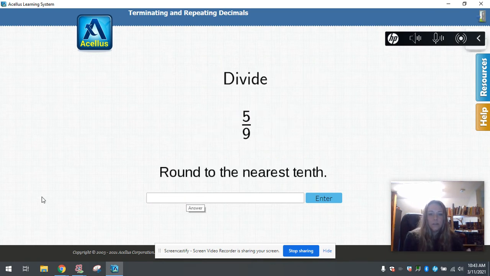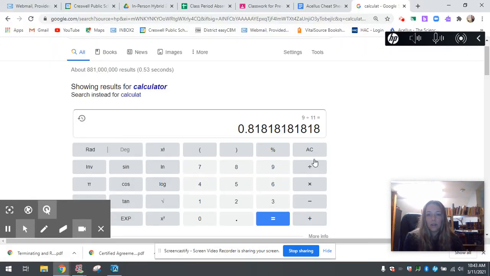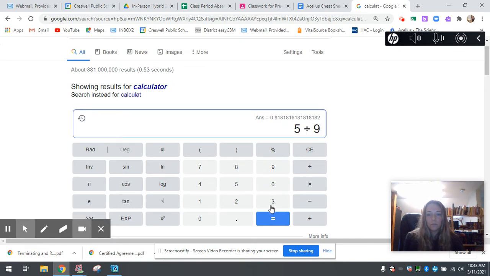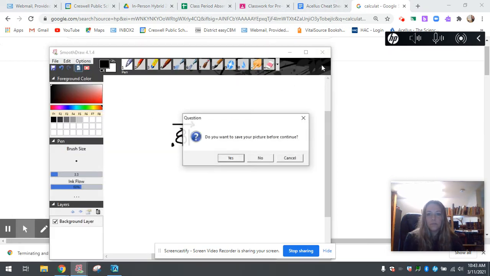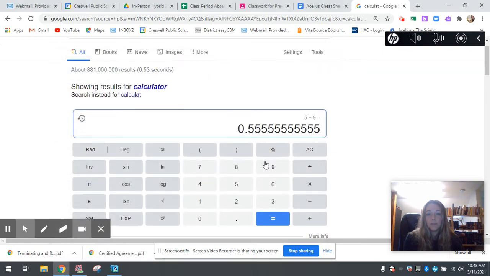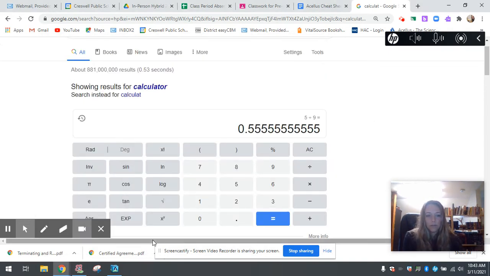All right. 5 divided by 9, it says round to the nearest tenth. So let's plug 5 divided by 9 in our calculator. We get 0.55555555555. But instead of having us plug in the repeating number this time, it says to round to the nearest tenth. So I'm going to remind you, I'm only going to write 2 of these 5s down from the 0.55555.